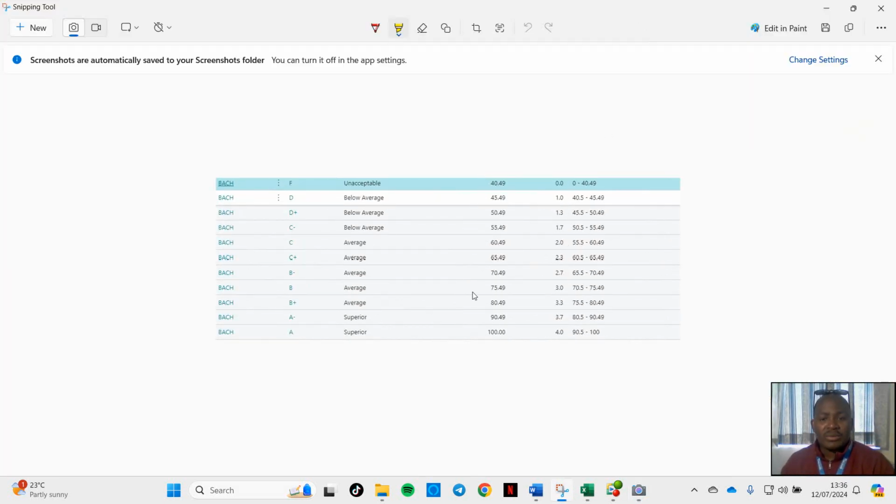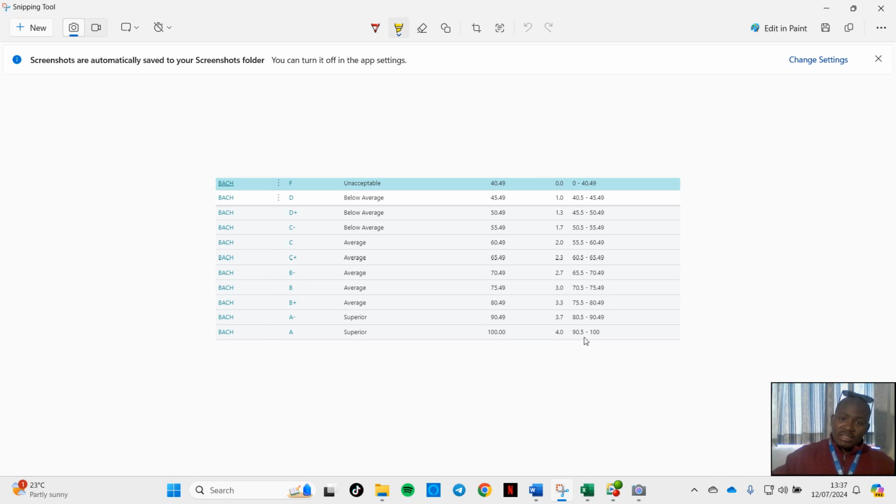Here, this is how the grades work: someone with an A must get 90.5. Remember, it's 91, but we go to the lower limit. The lowest limit of that scale is 90.5 to 100. So if you get 90.5 or anything above that, you get grade A. 80.5 to 90.49 is A minus. That is the grade scale used by the American system, which is the GPA system.